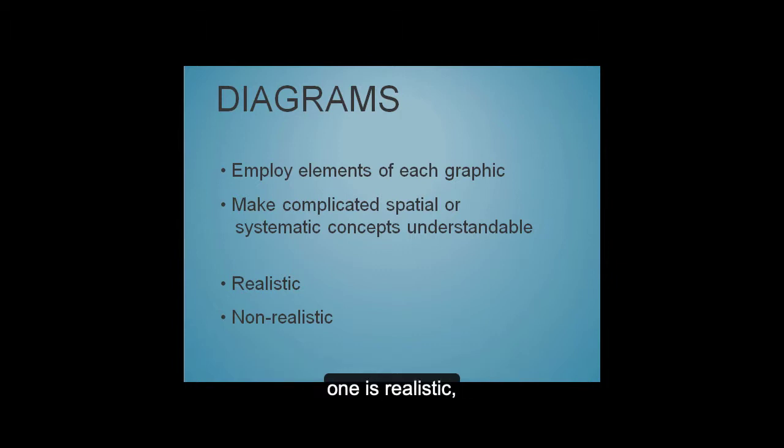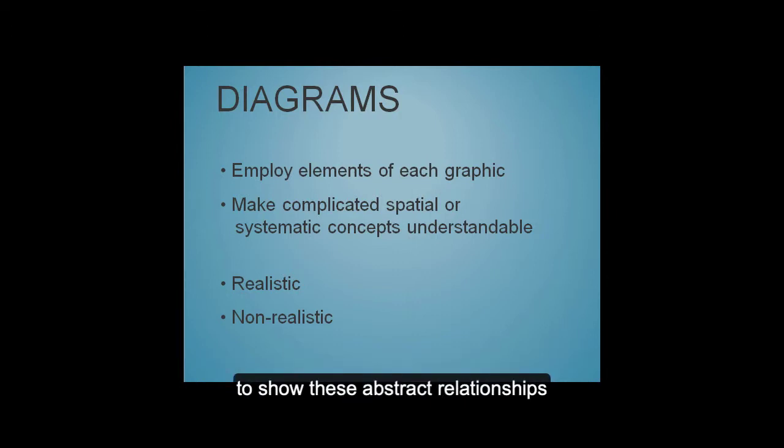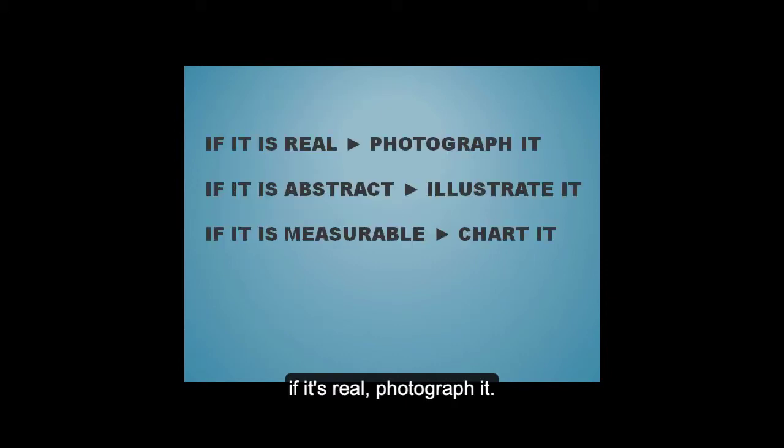So two approaches, one is realistic and one is non-realistic. With the realistic, basically what we want to do is eliminate the non-essential clutter that a photograph might contain so that the focus is on the key points. Non-realistic diagrams use symbols or images or imagery perspective to show these abstract relationships that a photo cannot show. So the key thing with these is that if it's real, photograph it. If it's abstract, illustrate it. If it is measurable, chart it.